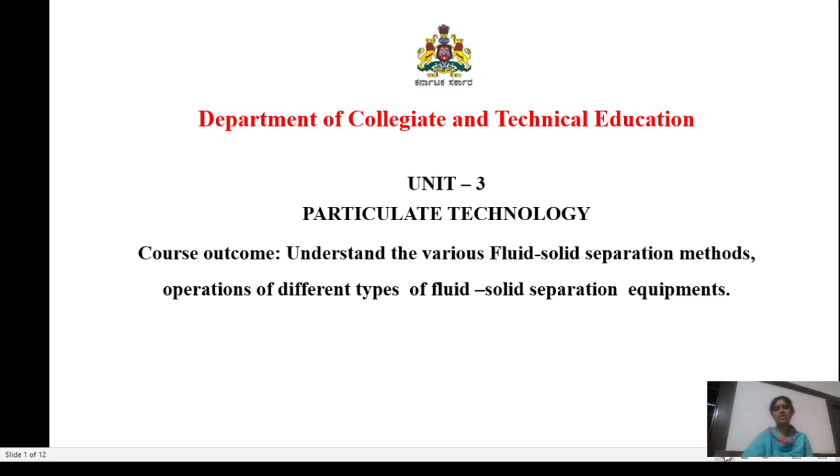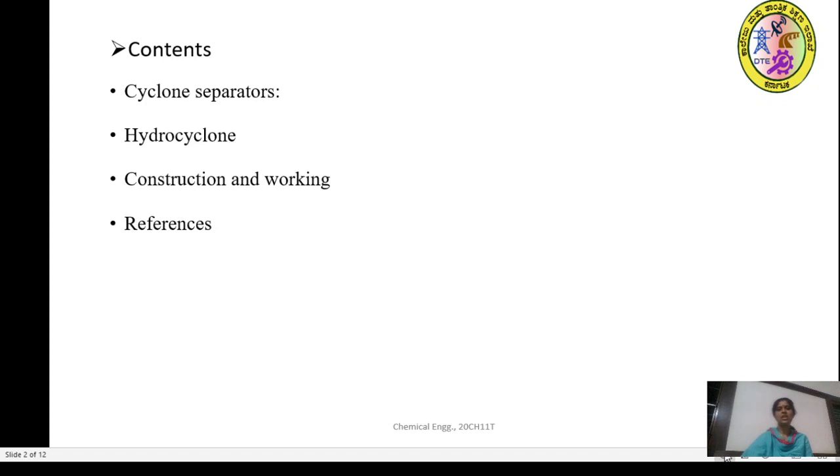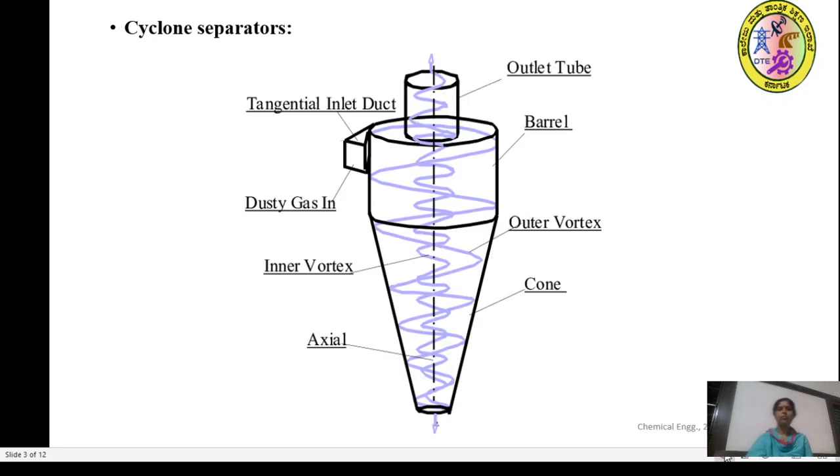Today in this session, we will learn about the cyclone separators, then the hydrocyclone, the construction and the working part of it, and some of the references which have been made in order to learn the cyclone separators. So this is how the cyclone separator looks like. As I have been telling, if you understand the diagram thoroughly, then you can easily write the construction part of it, and also you can easily write the working part of it.